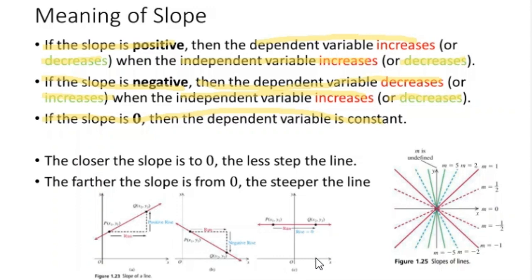The second thing the slope does is it measures the steepness of a line. As the slope gets closer to 0, the line is less steep. As the slope gets farther from 0, the line becomes steeper and steeper.